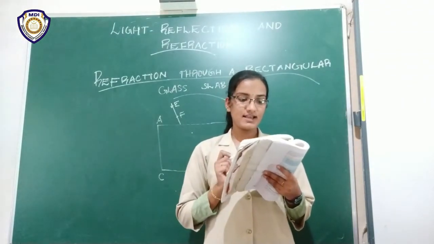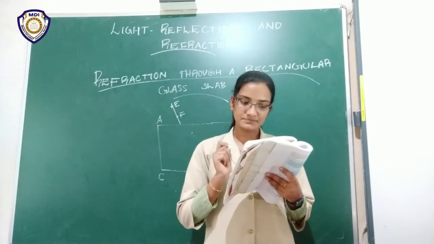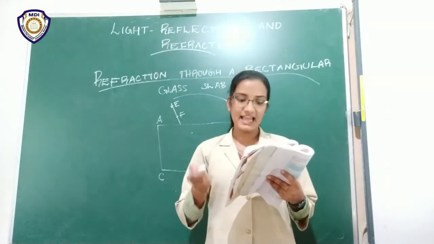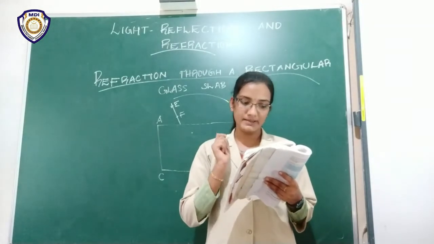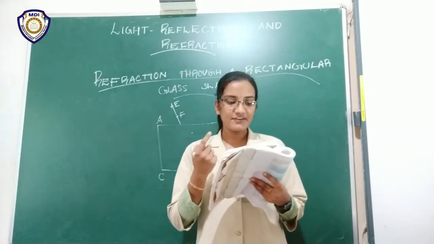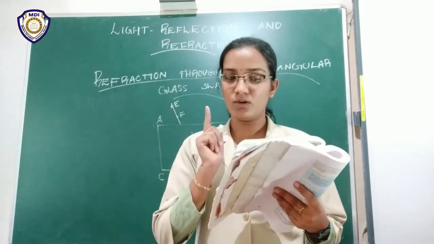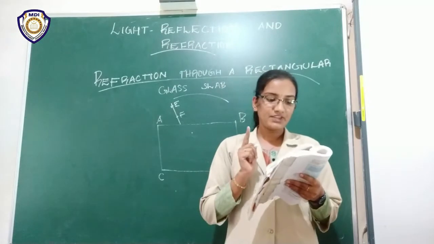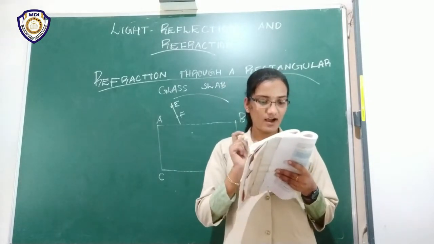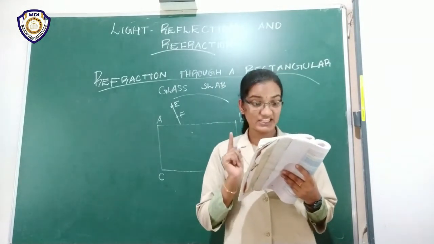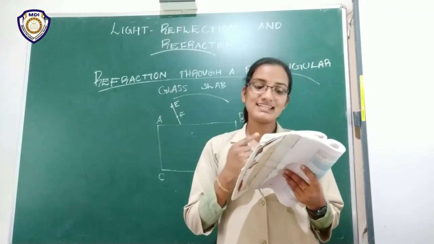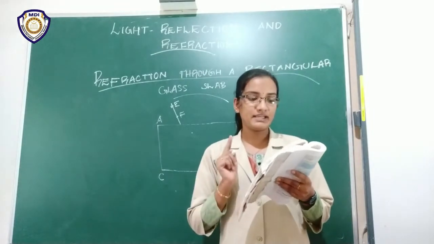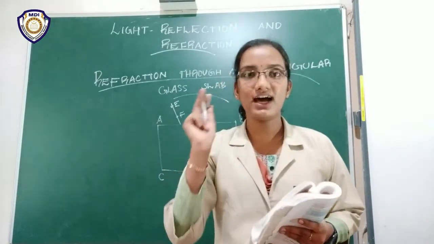Join the positions of the pins E and F and produce the line up to AB. Let EF meet AB at O. Similarly, join the positions of the tips of the pins G and H and produce it up to the edge CD. Let HG meet CD at O dash.